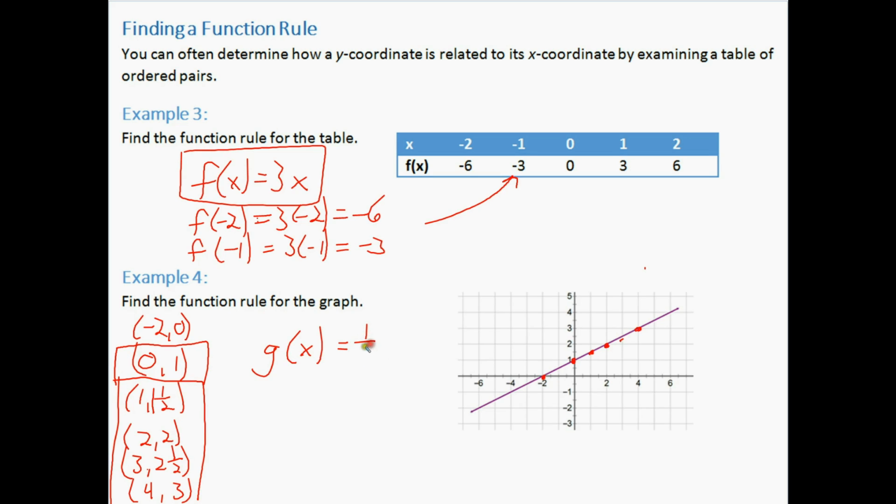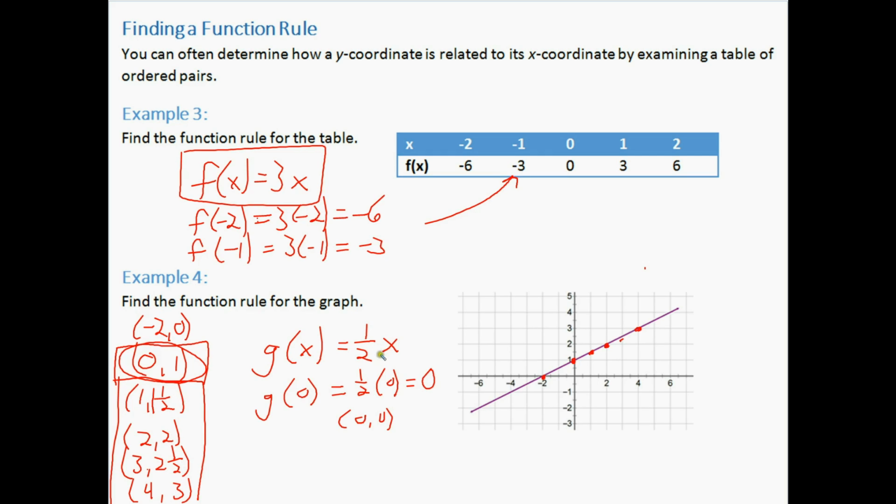So I'm going to take half times my x value. Now, maybe this is it. I'm going to try a couple numbers. So if I put g of 0 in here, g of 0 would be 1/2 times 0, which gives me 0. So this point would be the point 0, 0. I don't have the point 0, 0. I have the point 0, 1. So that is not the correct function, but again, I picked this 1/2 x because I'm going up by halves.